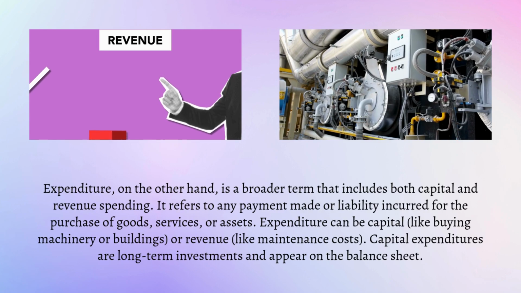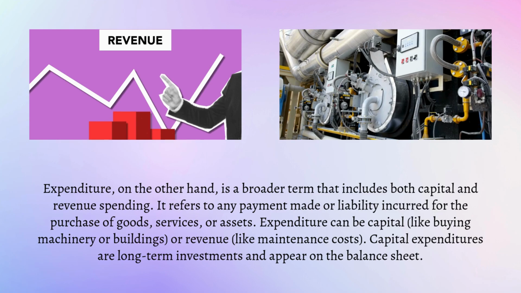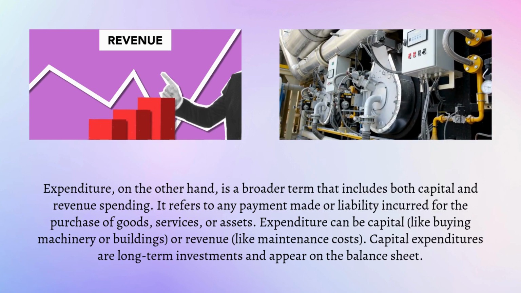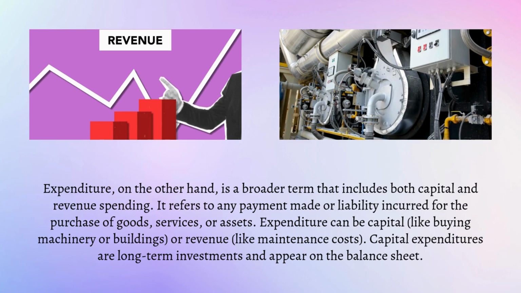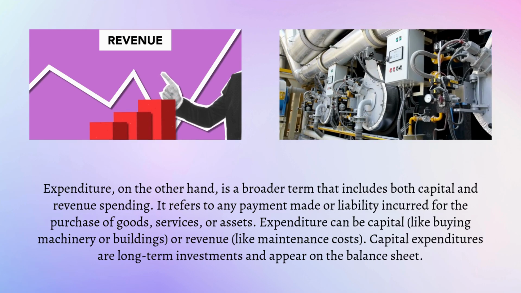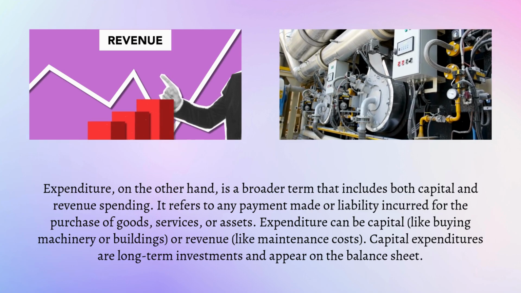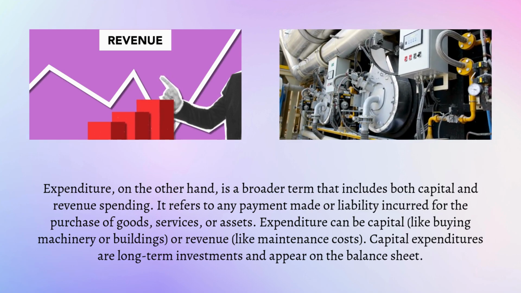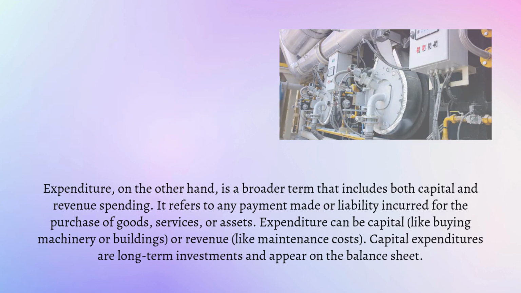Expenditure, on the other hand, is a broader term that includes both capital and revenue spending. It refers to any payment made or liability incurred for the purchase of goods, services, or assets. Expenditure can be capital, like buying machinery or buildings, or revenue, like maintenance costs. Capital expenditures are long-term investments and appear on the balance sheet.